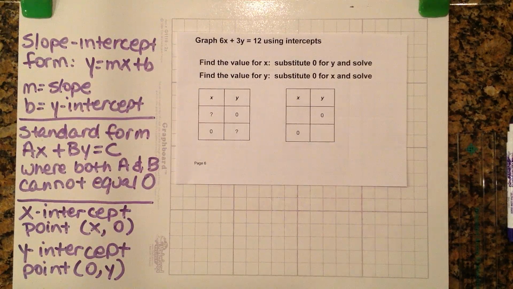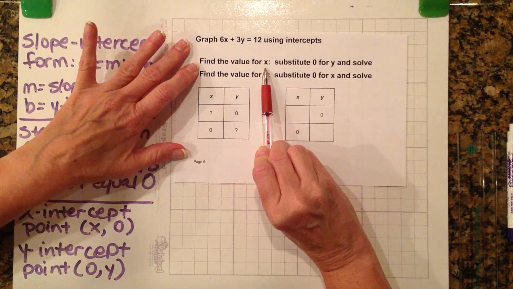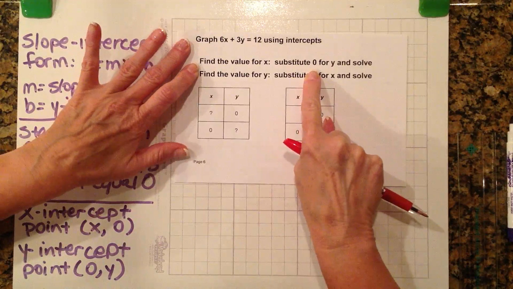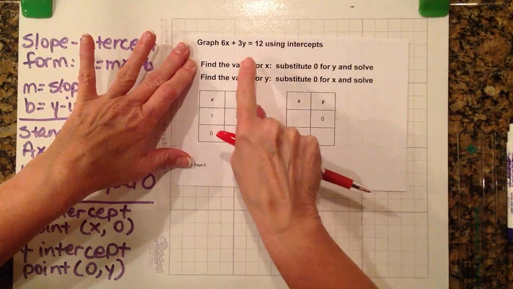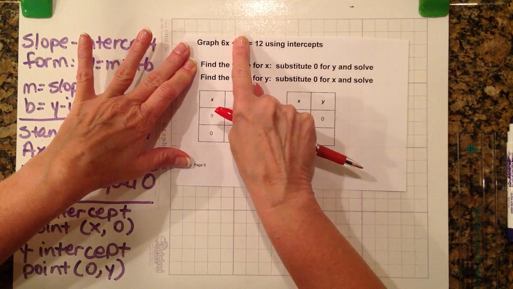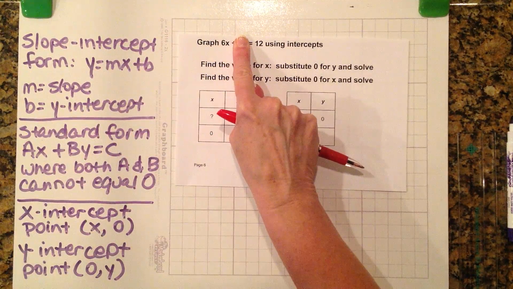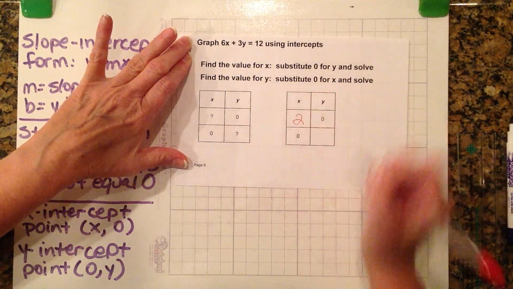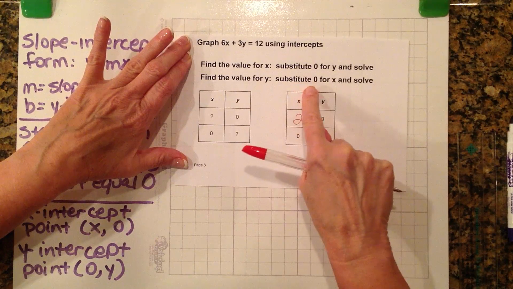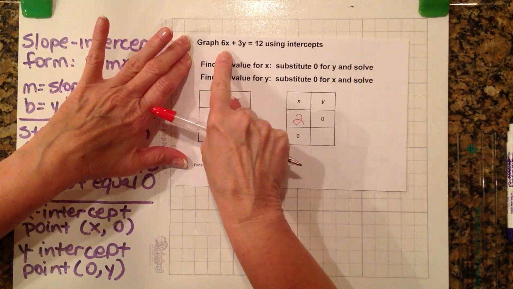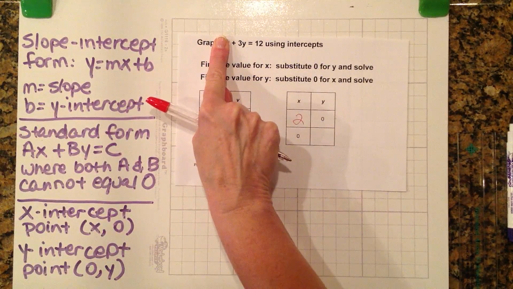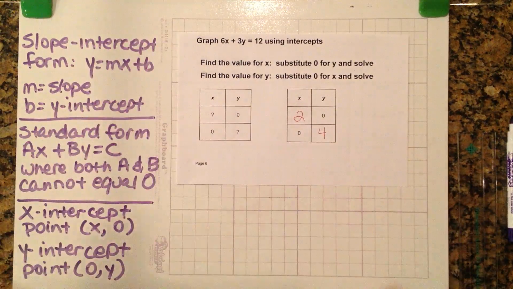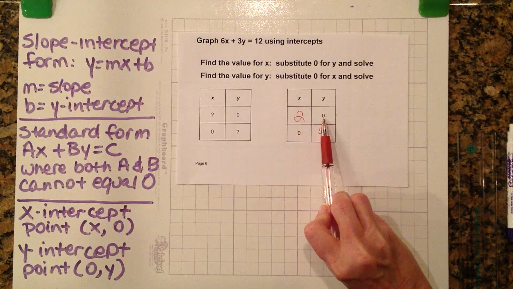Okay, here is an example. Let's graph this using intercepts. So we want to find a value for x. We want to substitute 0 in for y. So if I'm going to substitute 0 in for y, I'm going to go to my original and just cover it up with my finger. Because 3 times 0 is 0. I don't even use that, do I? So 6x equals 12. 6 times what equals 12? 6 times 2 equals 12. Okay, so for the y value, let's substitute 0 in for the x. So 6 times 0 is 0, I'm just going to cover that up right there. 3 times y equals 12. 3 times 4 equals 12. So my intercepts are (2, 0) and (0, 4).